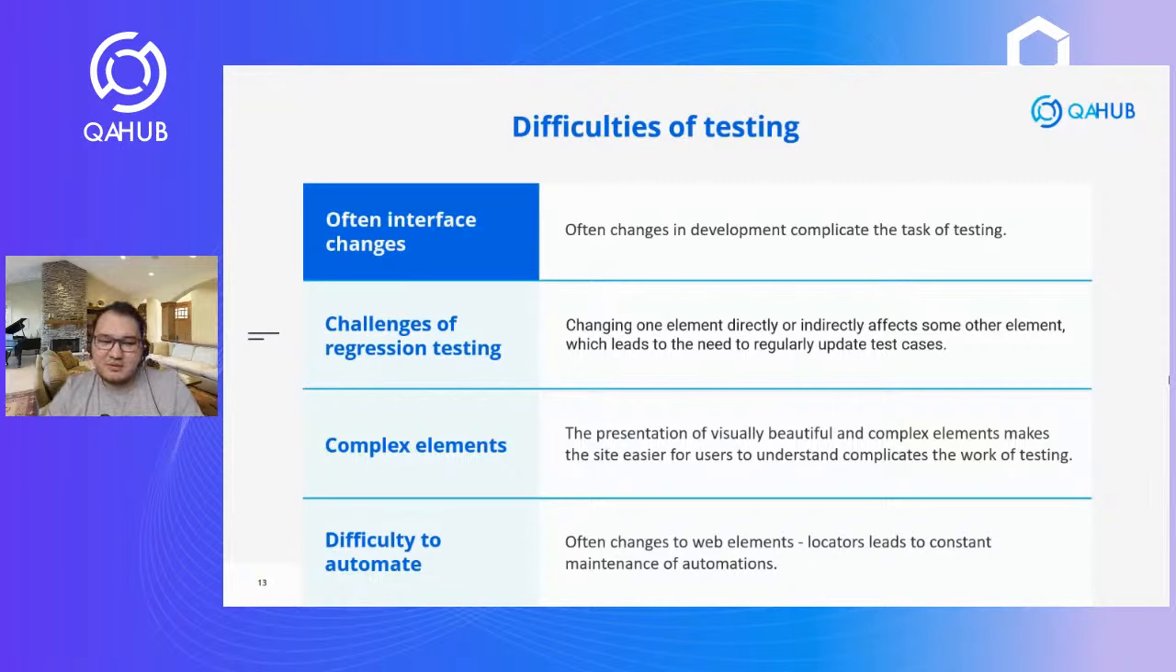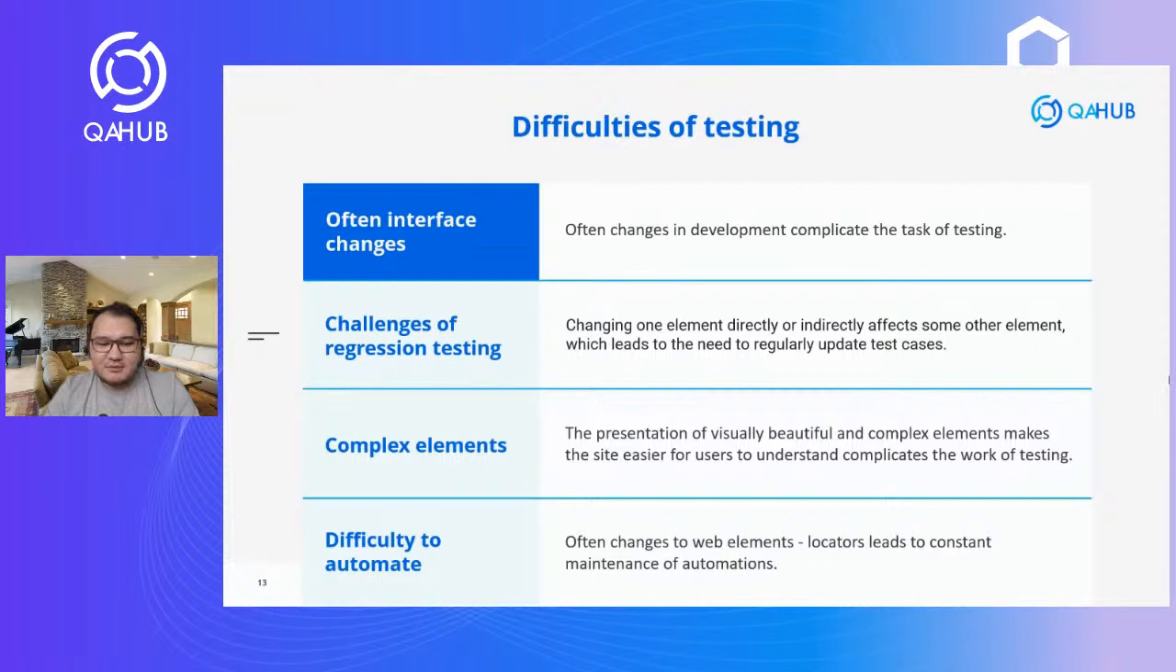The next point is challenges of regression testing. Regression testing, we do this kind of testing based on test cases. When we change items on the web application, we need to update and actualize our regression test cases, which takes some time. The next point, complex elements. As I said, nowadays we have beautiful applications with a lot of complex diagrams, tables, and big items. So it also makes our testing process complicated.